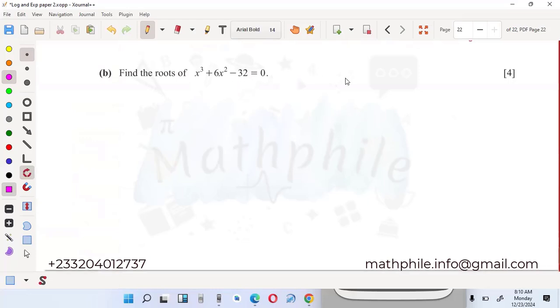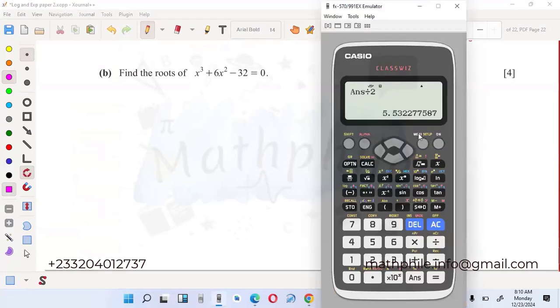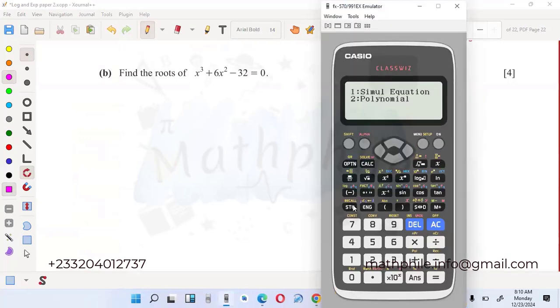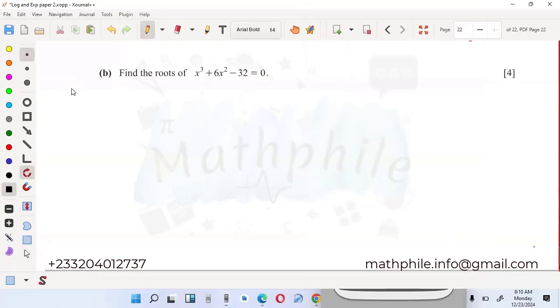What are the factors of 32? Let me just use the calculator quickly, but I will solve it. So 1, 6, 0, negative 32. So we know we've got 2, negative 4, and 2, negative 4. So I can say that f of 2 equals 2 cubed plus 6 times 2 squared minus 32 equals 0. So since f of 2 equals 0, what can I say?